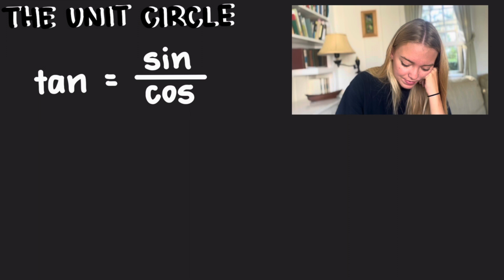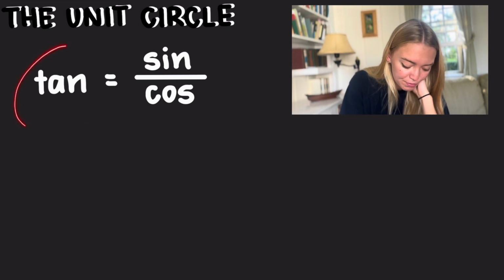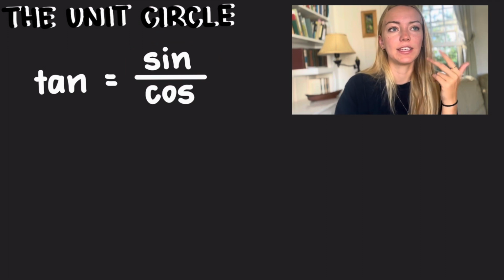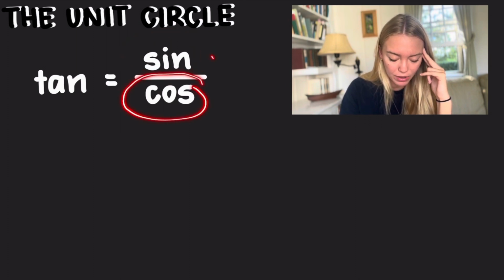The last thing you need to know is the tan function. If it asks you to take the tan at a certain point, you just have to take the sine value, plug it in to the numerator, and then divide it by the cosine value.